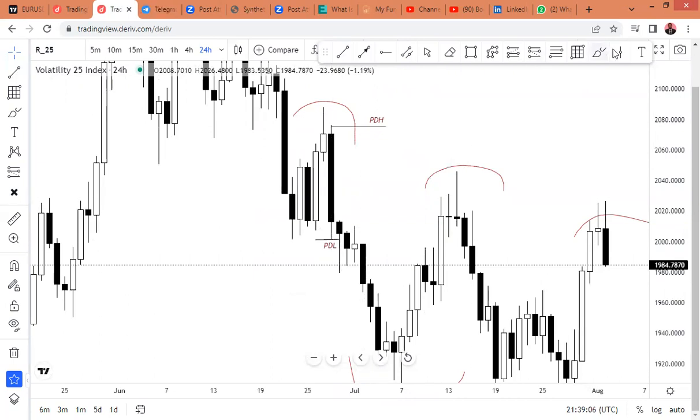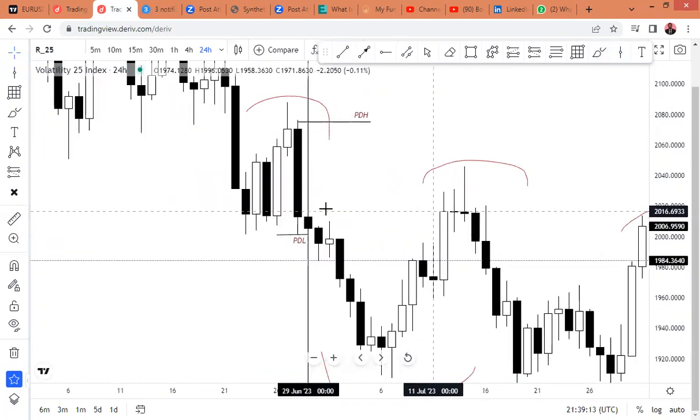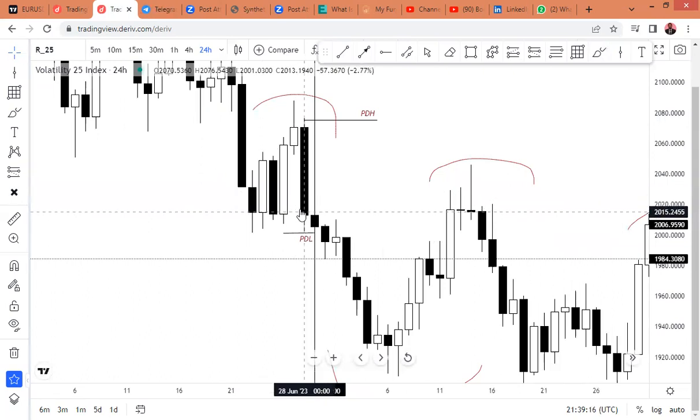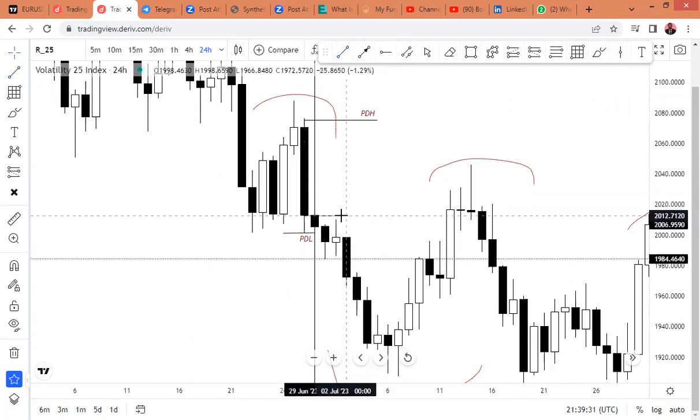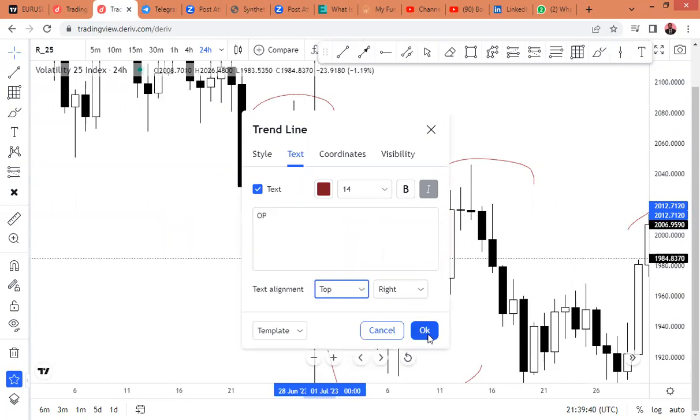This candle is what I'm concerned about. Since this candle closed bearish, the next day I should look for bearish entries at the opening price or above the opening price. So I'll click on opening price. This is my opening price, because it's where that candle closed and the next one will open. You get it now? So let me call this opening price.